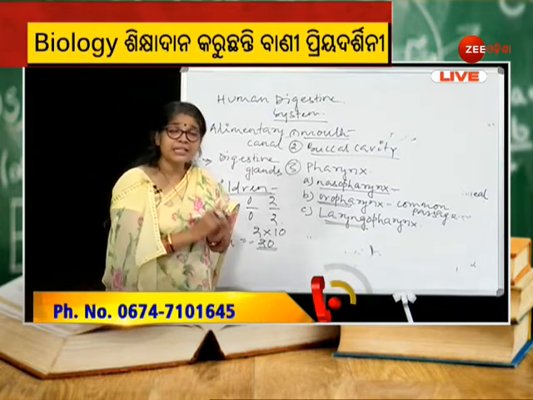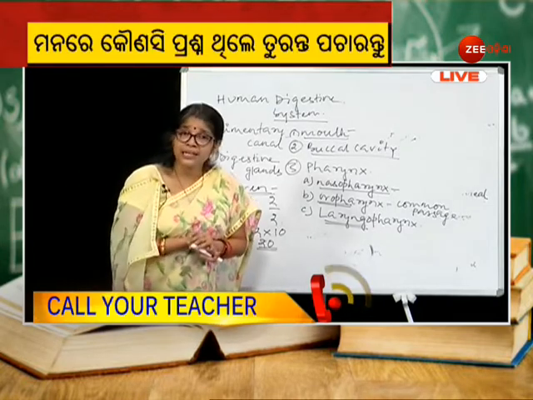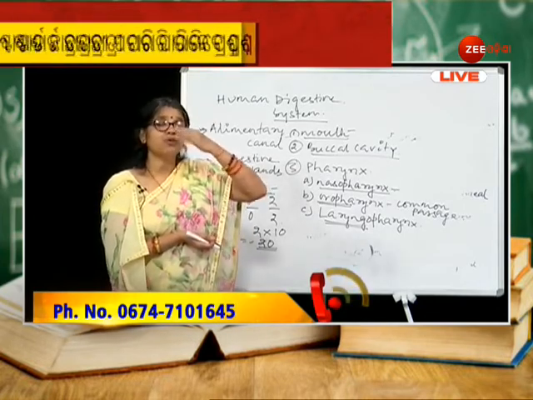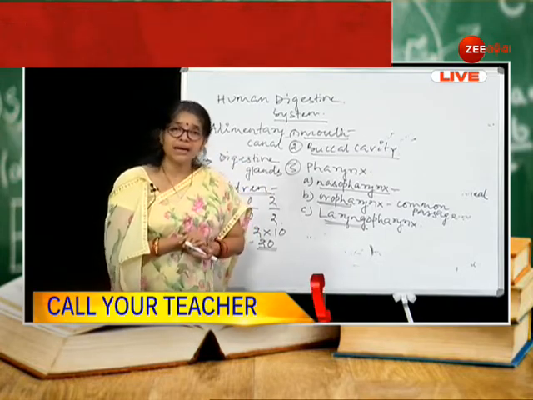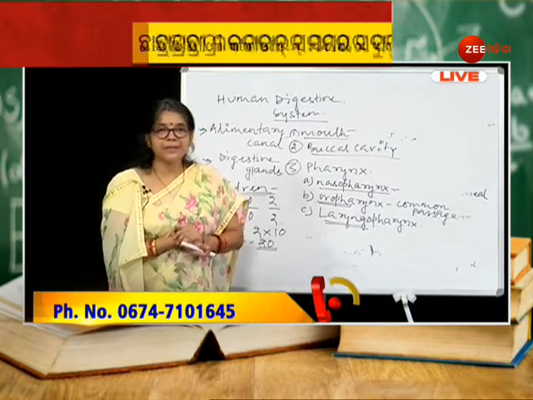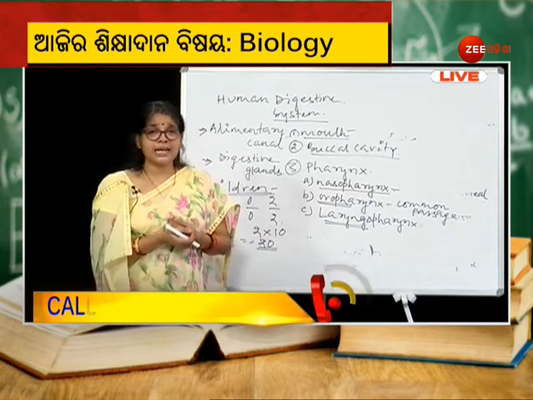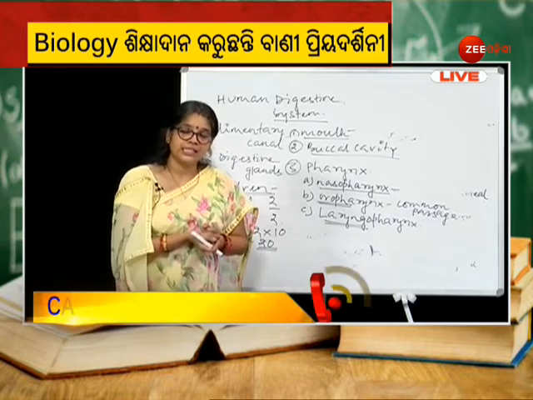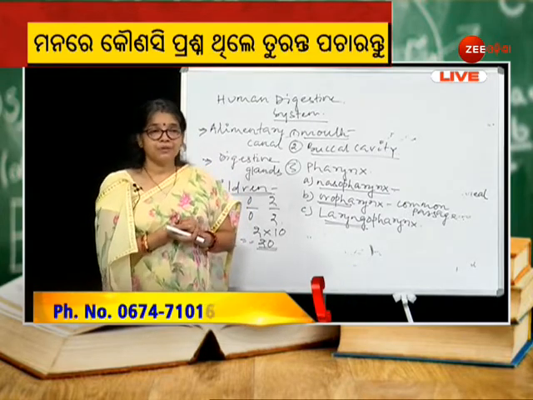The buccal cavity is formed by a number of structures. Imagine your own buccal cavity. What are the structures forming it? The roof of the buccal cavity is formed by the palate. The floor is formed by the muscular tongue. The lateral walls are formed by the cheeks. Along with that, within the buccal cavity there are also the teeth and the tonsils. These are the different structures present within the buccal cavity.